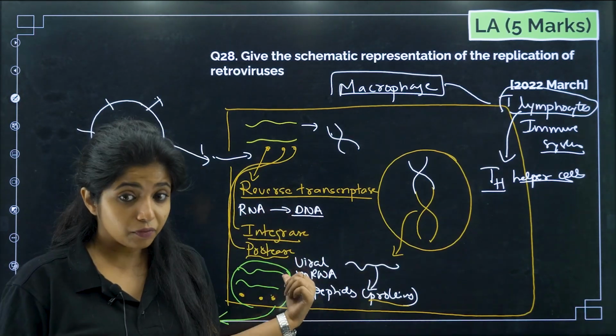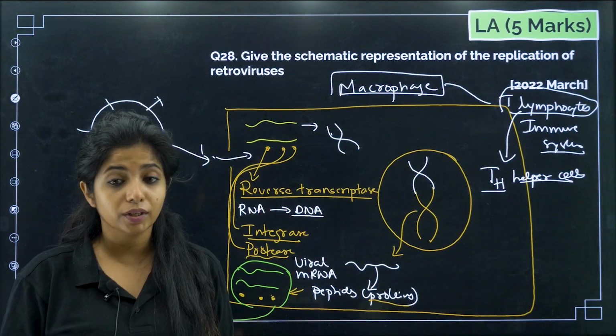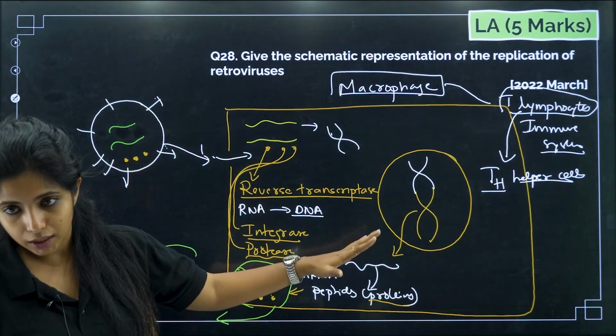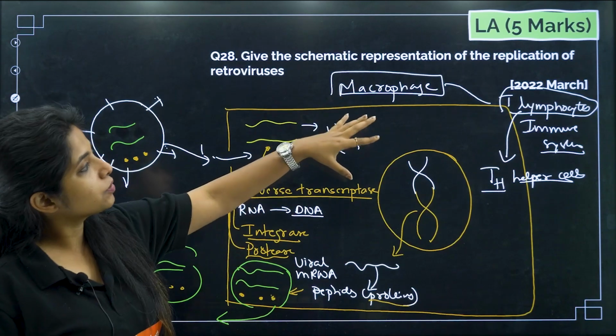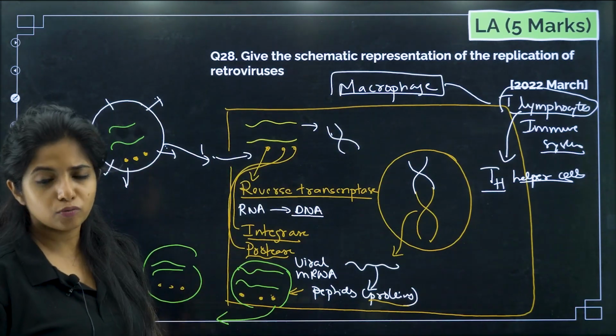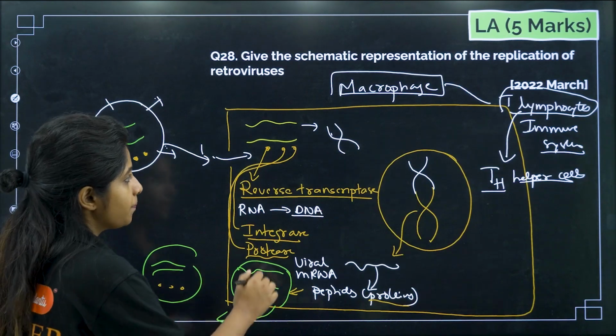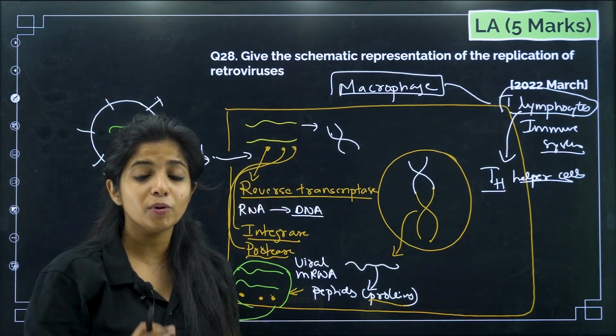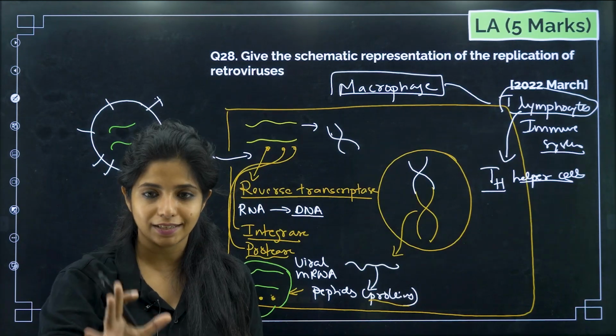But if the virus is going and acting on this TH cell, don't you think that will be a problem? Yes, it will be a problem. So please remember, this is how things work. This is the schematic representation of the replication of retroviruses, but I will show you a different diagram also. This was just for your understanding. Okay, so it is human immunodeficiency virus, that is HIV, causing acquired immunodeficiency syndrome, which is known as AIDS.